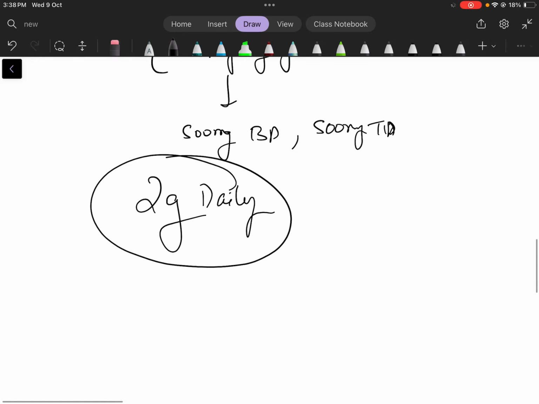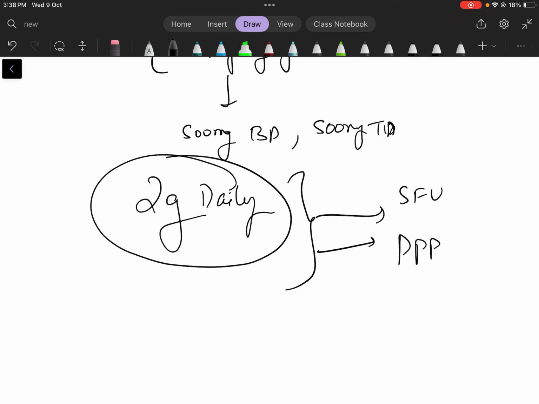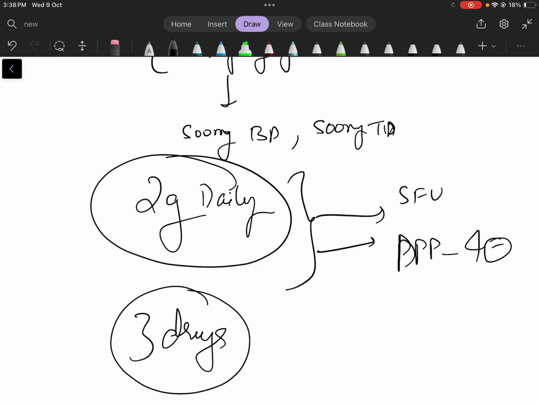If the patient is still not in good glycemic control, then you can add a few drugs such as sulfonylurea, and you can even add DPP4 inhibitors. Yes, DPP4 inhibitors can be given. And even after 3 drugs, if the patient is not being controlled, then you can go for your insulin. That's how you essentially treat diabetes mellitus.